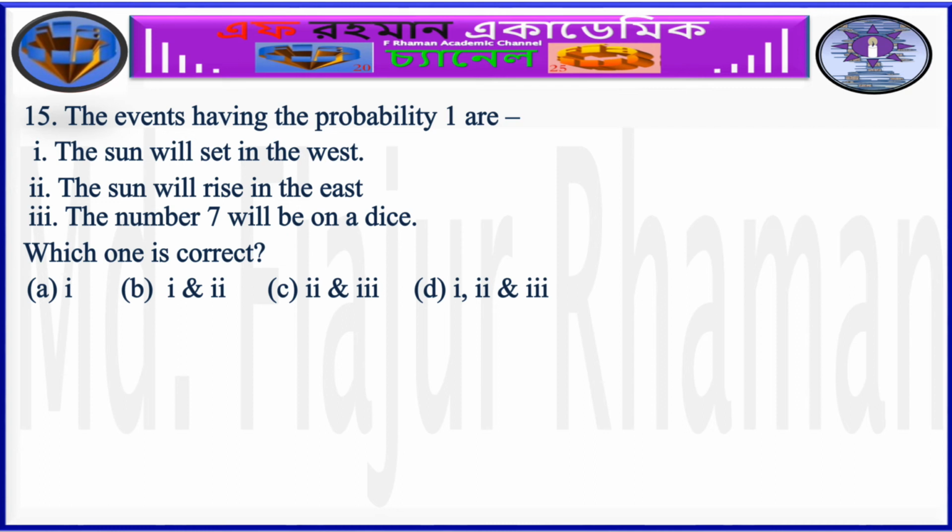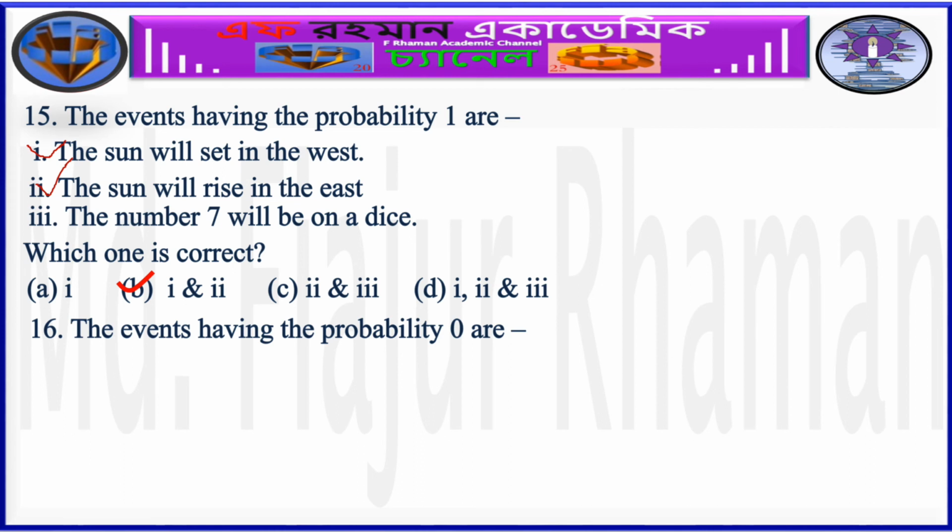1. The sun will set in the west. It is a sure event and the probability of sure event is 1. That's why 1 is correct. 2. The sun will rise in the east. It is also a certain event or sure event. That's why 2 is correct. 3. The number 7 will be on a dice. It is an impossible event. Probability of an impossible event is 0. That's why 3 is not correct. Therefore, our correct answer is option B.